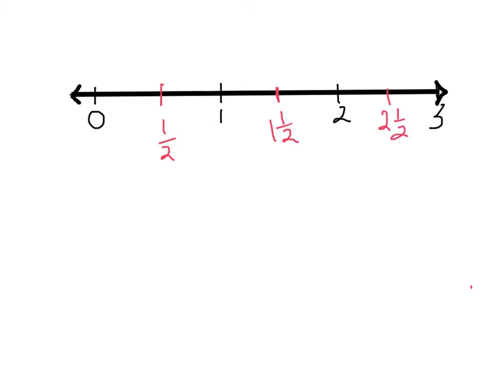And then I get thirds by dividing all of the whole numbers, the distances in between, into 3 equal parts. So I'm going to have thirds there and there. That's 1/3, and there's 2/3. And then after 1, I've got thirds there and there. So that's 1 and 1/3, and there's 1 and 2/3. And then after 2, I've got thirds here and here. And that's going to be 2 and 1/3. And here's 2 and 2/3.